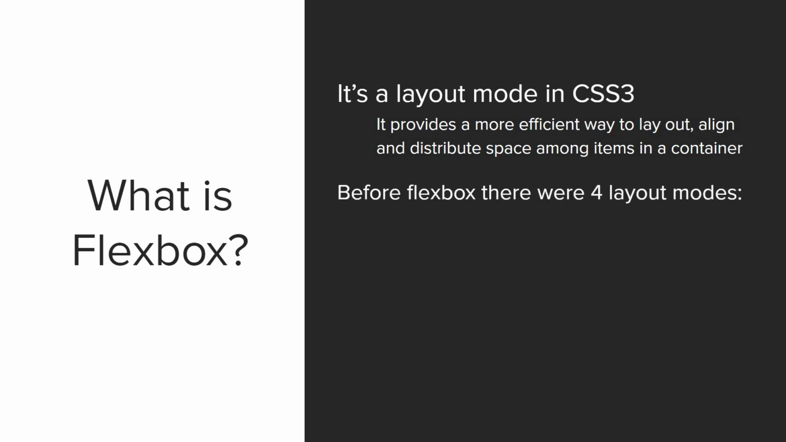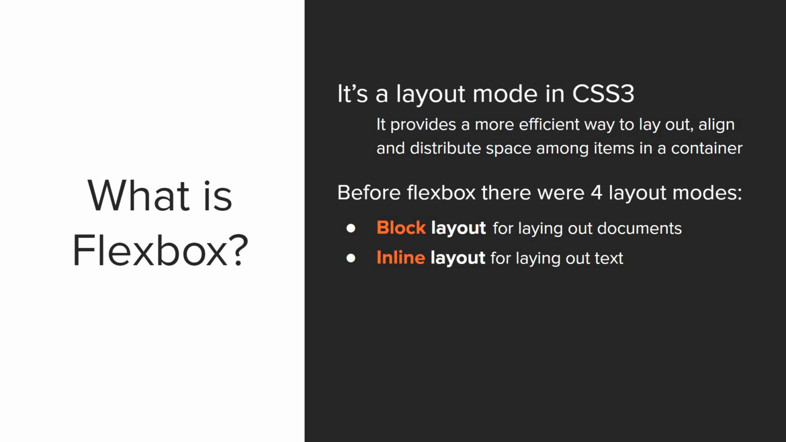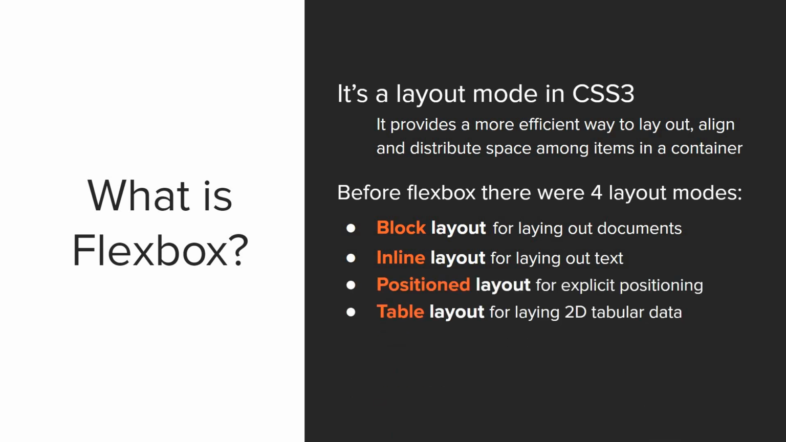Before Flexbox, there were 4 layout modes. There was the block layout for laying out documents, the inline layout for laying out text, position layout for explicit positioning, and the table layout for laying out 2D tabular data.